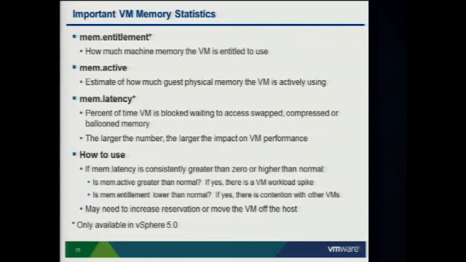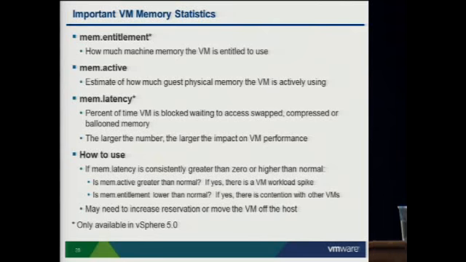And if it's ever greater than 0, ideally it should be 0 most of the time. But if it's greater than 0, then you want to look at these other two stats. You take a look at active, and you say, is that greater than normal? If so, there's probably a workload spike going on for that VM. If entitlement is lower than normal, what does that mean?